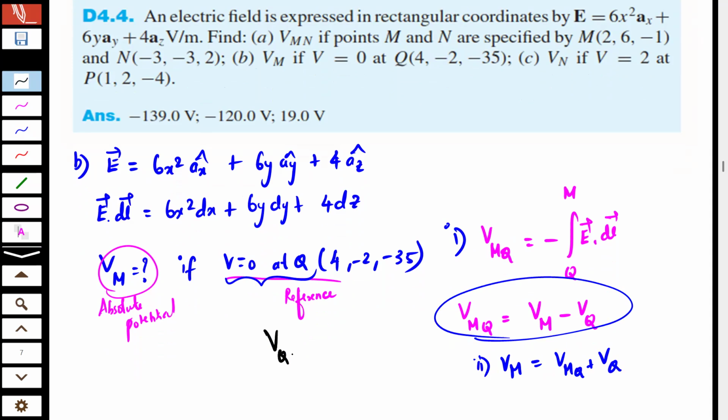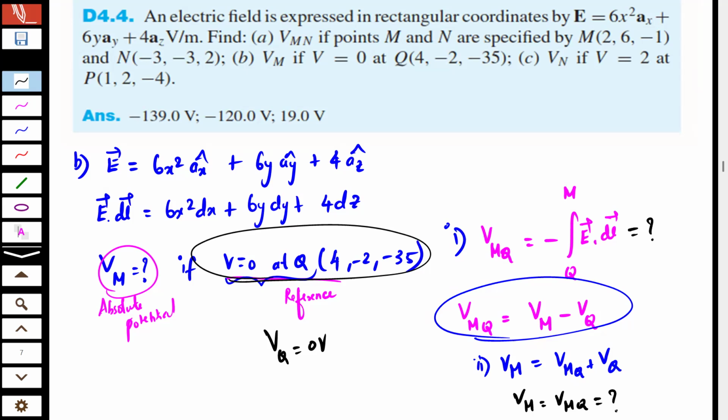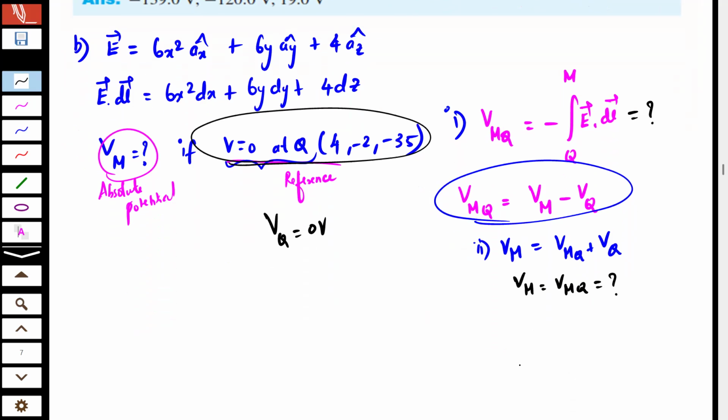But also one more thing is given, VQ is 0. So V at Q is 0 volts. That is what is given in this question. So VQ is 0. Thereby, we will get VM is the same as VMQ. Whatever we find for VMQ is going to be the same here, because V at Q is 0. So let us start doing this problem.